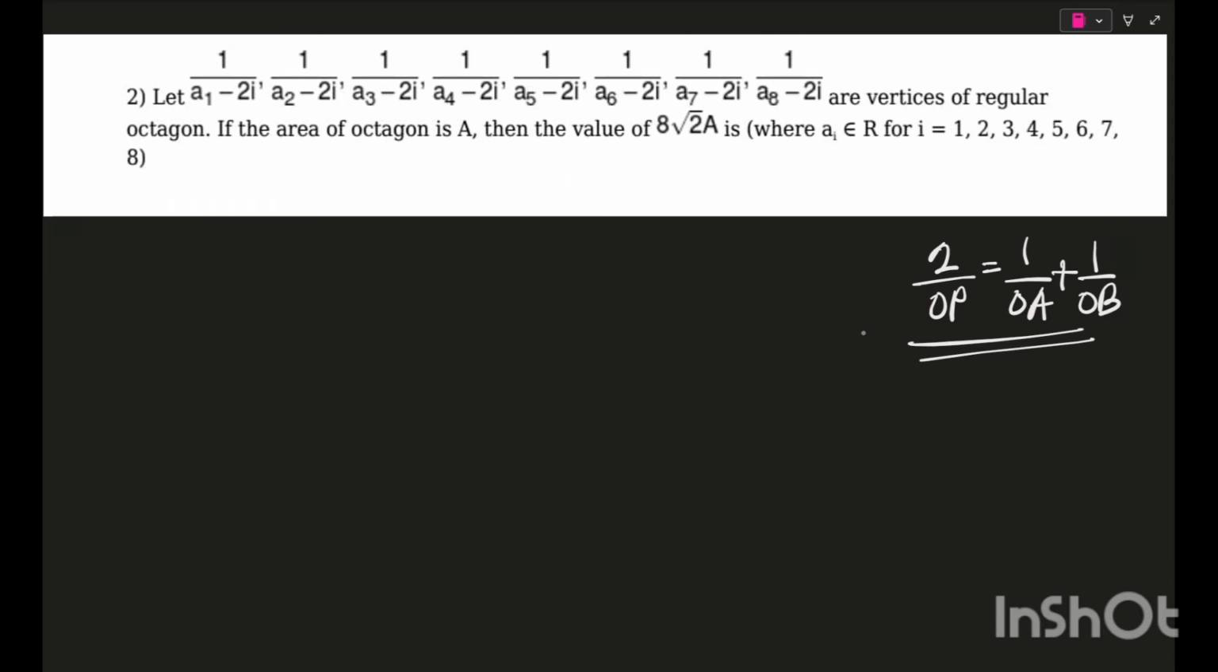Anyways guys, please try this question out once. This one is a really good question, a very, very good question on complex numbers. So please try this out. I will wait for a few seconds and then start solving.